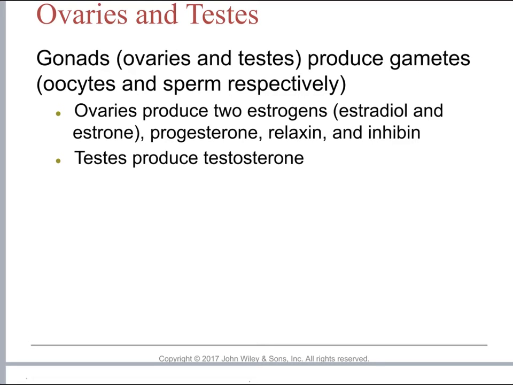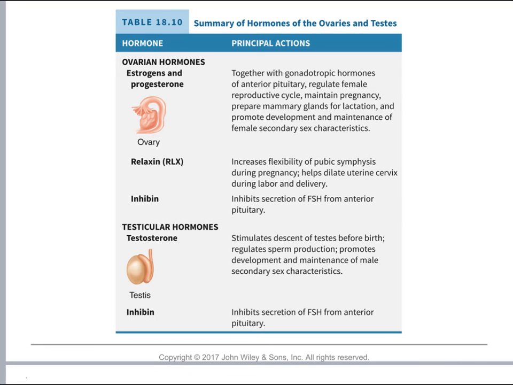We start with the ovaries. They produce two types of estrogens, estradiol and estrone. We're also going to see progesterone being produced, relaxin, and inhibin. The testes are going to produce testosterone. This is going to give us our secondary sex characteristics in males, as well as contribute to the production and efficacy of sperm. Table 18.10 goes through these ovarian hormones, estrogen and progesterone.